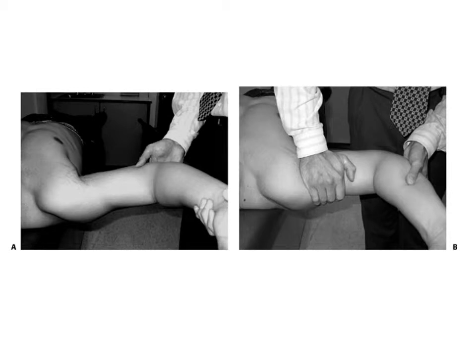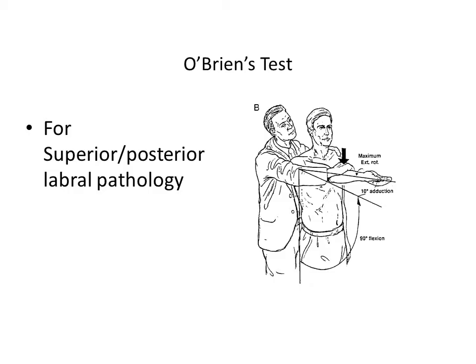Here's an example of, on the left-hand side, maximum abduction external rotation, which may result in apprehension, and compressing the shoulder joint backwards may reduce the apprehension and relieve the feeling of instability. That is a positive test. The O'Brien's test is also extremely valuable, especially for superior and posterior labral pathology.